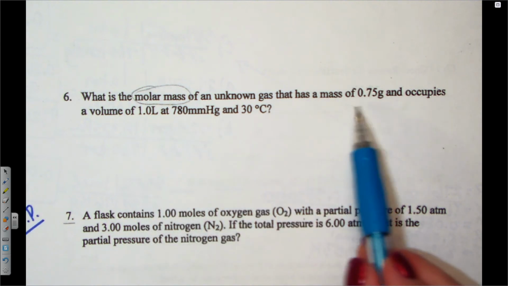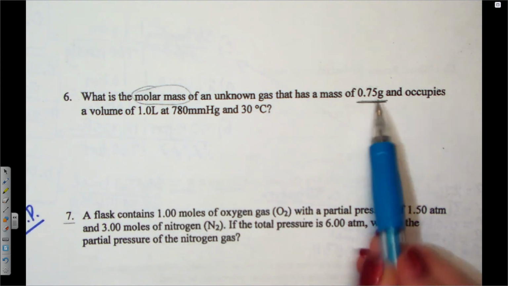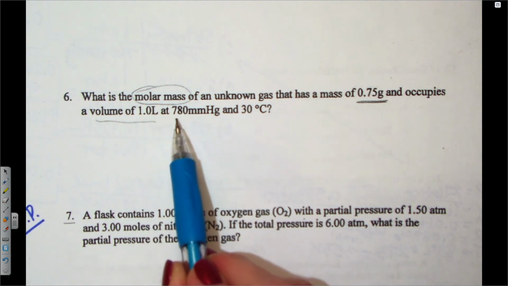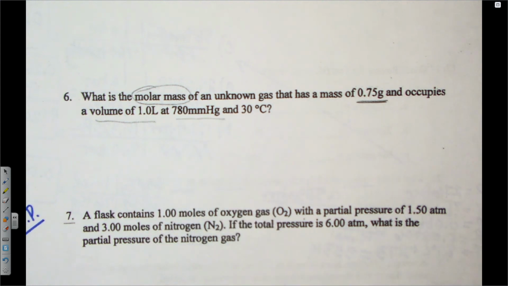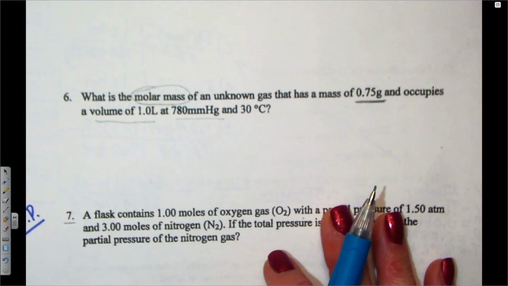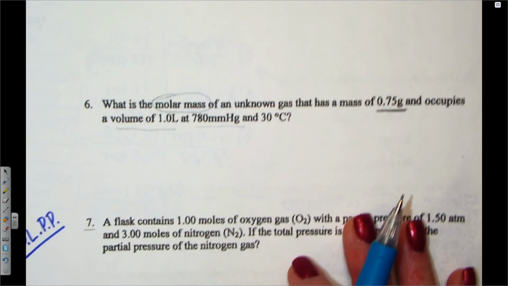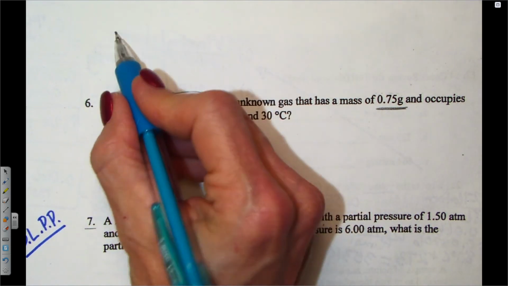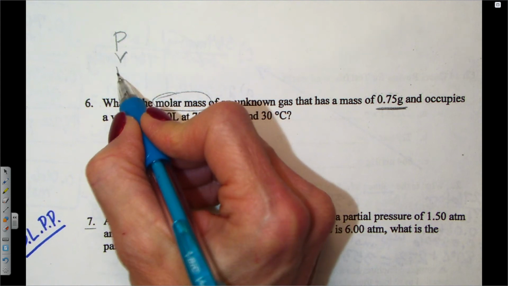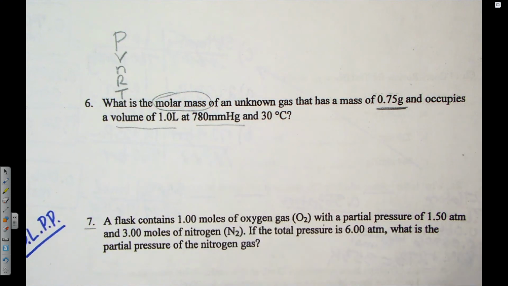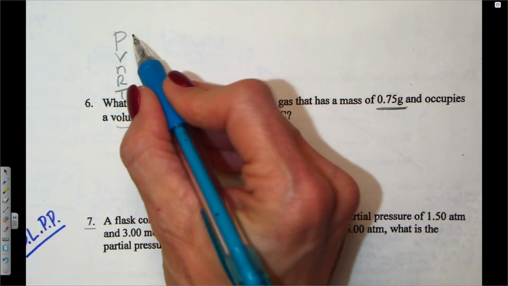Of an unknown gas that has a mass of 0.75 grams, it occupies a volume of 1 liter, 780 millimeters of mercury, and 30 degrees Celsius. So let's just see what we've got here to see what we can plug into. So we have P, V, N, R, and T. So the pressure is 780 millimeters of mercury.